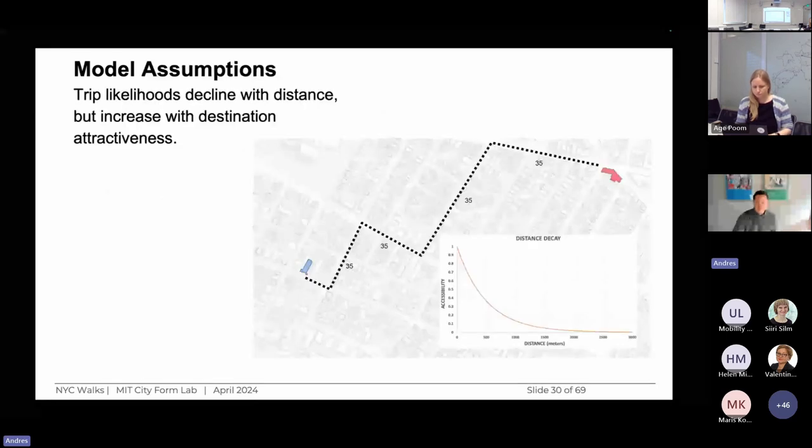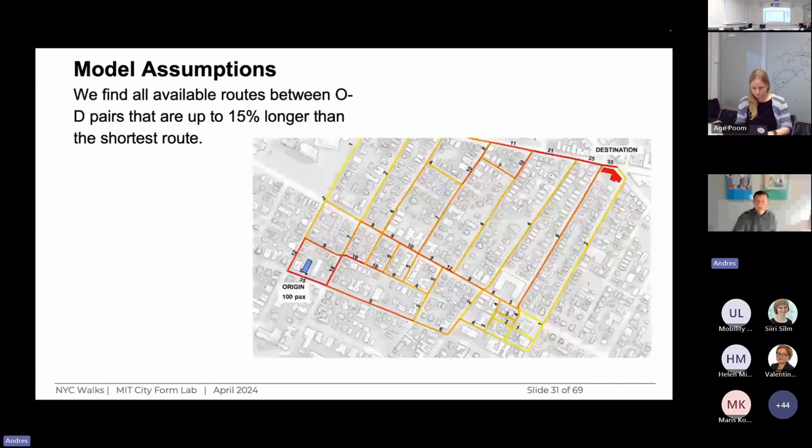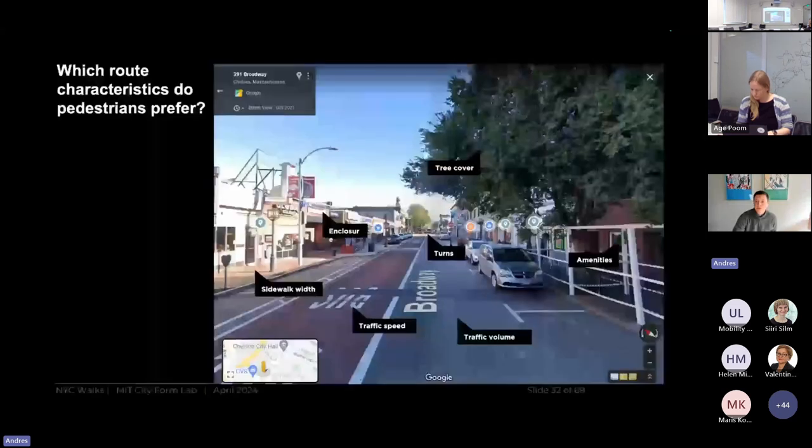So I'll further reflect briefly on some of the assumptions. When trips are routed from any origin to any destinations, we can input a desired distance decay rate, which penalizes distance, and in other words, makes the probability of walking less if people have to cover more distance. Second, we do not assume shortest routes, but can in fact find all routes that are up to a certain percent longer than shortest routes, because very often people do not actually walk the shortest routes in the city.